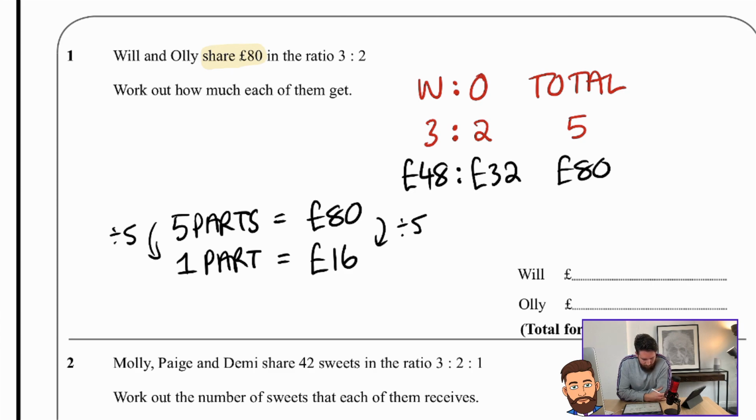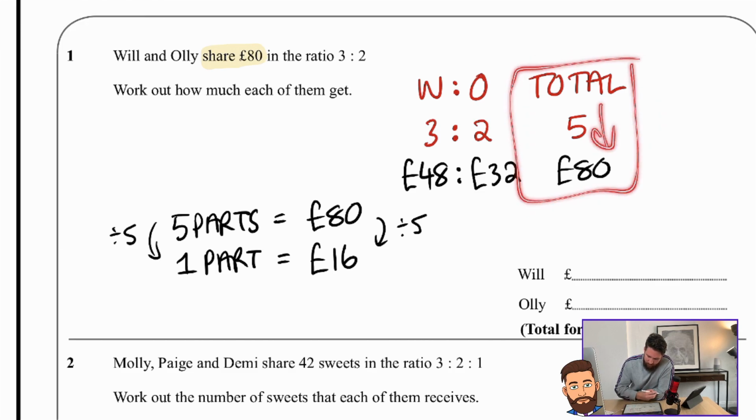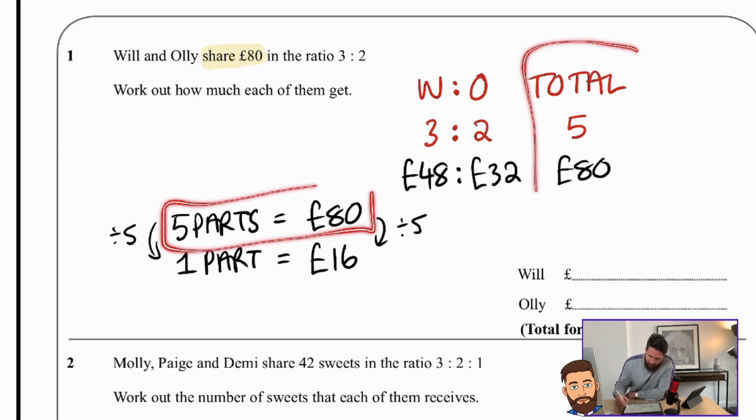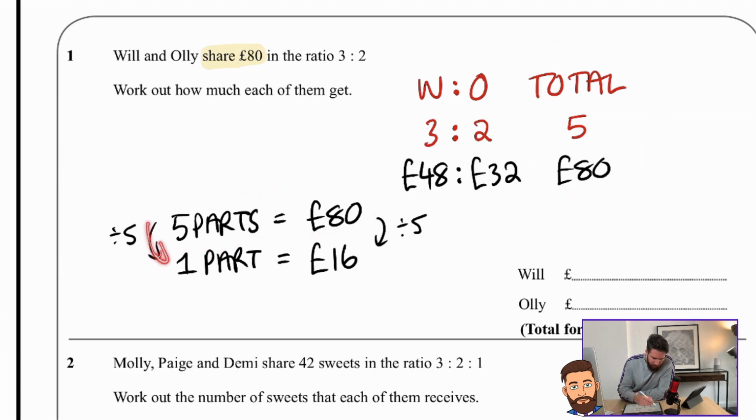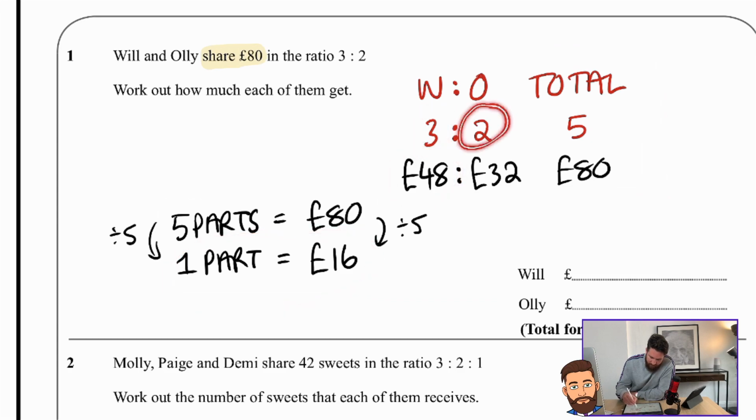So the first one, the maths, was a little bit more tricky. You should have realised that £80 goes under the total. And that 5 parts, that tells me that 5 parts equals 80. To find one part, you divide by 5. Dividing 80 by 5 gives me that one part is 16. From there, if we know one part is 16, we can do 3 times 16 to get 48, and 2 times 16 to get 32. So Will would get £48, and Ollie would get 32.